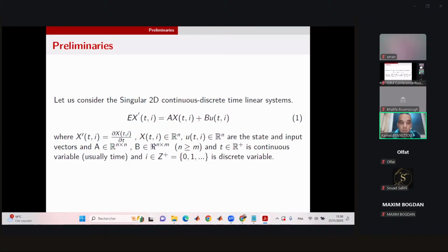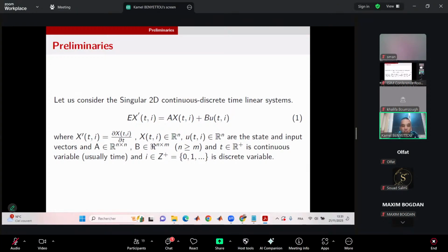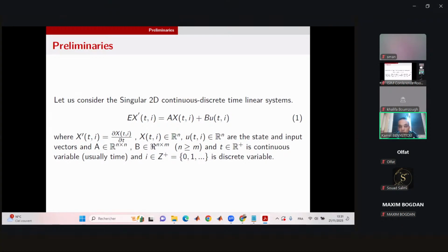Let us consider our class of systems, which is described by the first equation. Note that E is a singular matrix, A is the state matrix, x(t, i) is the variable of our dynamical system, B is the control matrix, and u(t, i) is the control or the command of our system. t in this case represents the continuous time variable, and i is the discrete time variable.